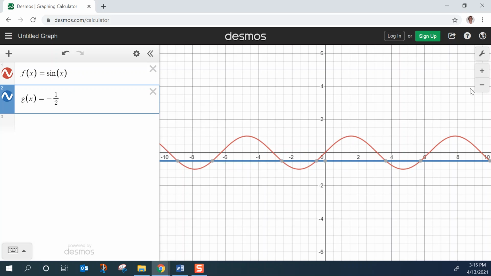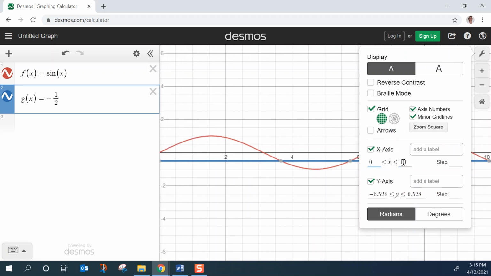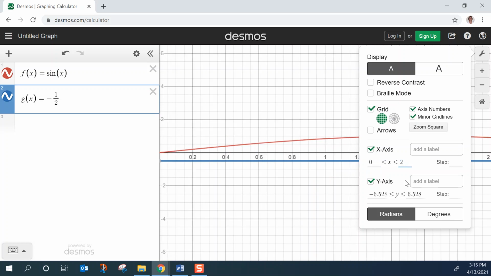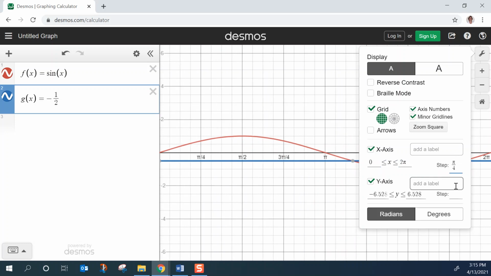But what you can use to zero in on the part you want to look at is the graph settings. The x-axis, we want to solve between 0 and 2 pi. So let's go ahead and limit the x-axis to 0, and if you type 2 pi, it turns it into a pi symbol. The step is what do you want to count by? So pi over 4, pi divided by 4, will help label the axis similar to the way we label it when we graphed.